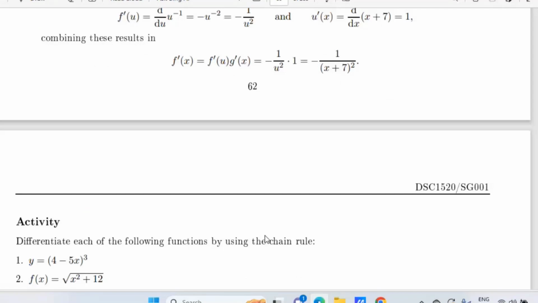I got my minus 15 into brackets 4 minus 5x close bracket to the power 2. Please come back again, Dikezo. Minus 15 open bracket 4 minus 5x close bracket to the power 2.